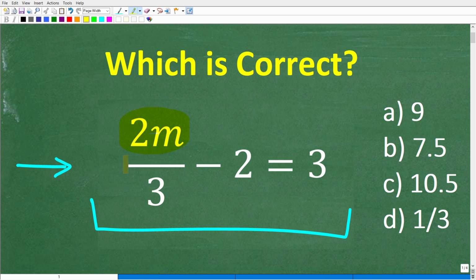We have 2m divided by 3, or 2m over 3, minus 2 is equal to 3, and we want to solve this equation for m. All right, now this is a multiple choice question, and let's take a look at our answers. A, m is equal to 9, or B, m is equal to 7.5, or C, m is equal to 10.5, or D, m is equal to 1/3.